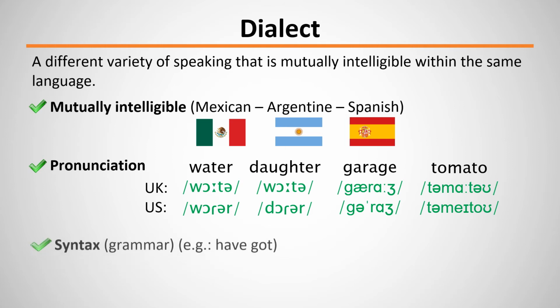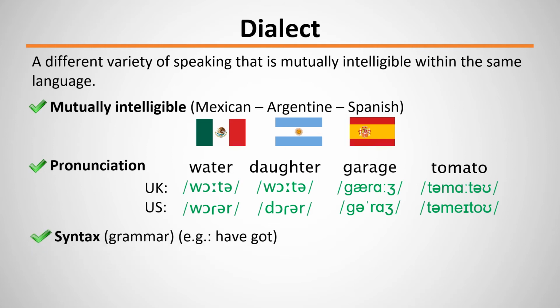Another property is the syntax, or the grammar. Let's take, for example, if we want to express that we possess something. With American English, we would say, I have a dog. And with the British, I have got a dog. We can also notice this when we make questions. Do you have time? Have you got time?